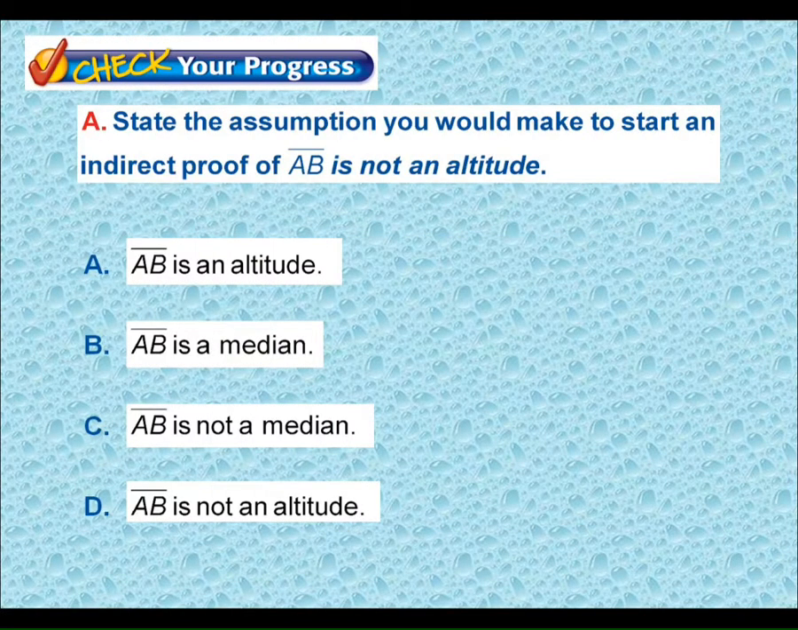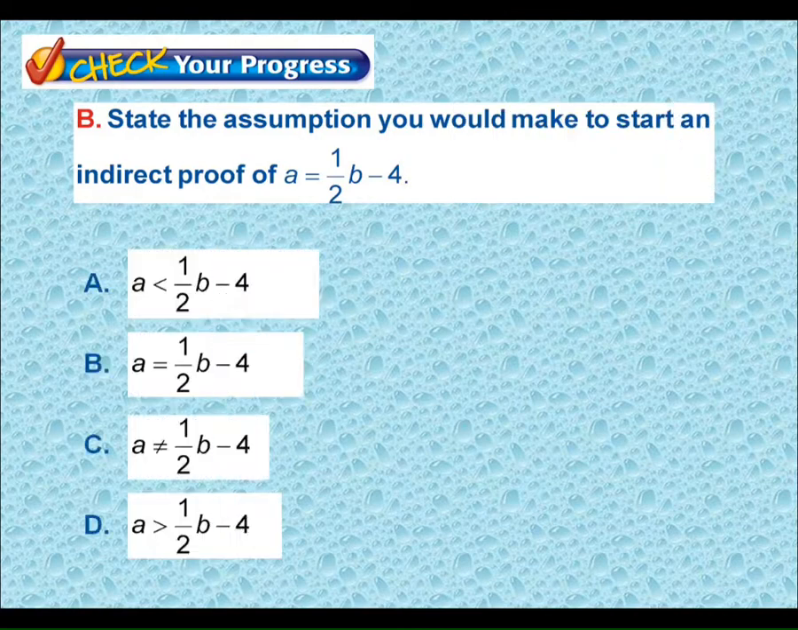Looking at this one, state the assumption you would make to write an indirect proof that AB is not an altitude. If we're trying to prove AB is not an altitude, our assumption for an indirect proof would be that AB is an altitude. Just negating our conclusion. Next, state the assumption you would make to start this indirect proof: A is equal to 1/2 B minus 4. Therefore, we would start by saying A is not equal to 1/2 B minus 4.